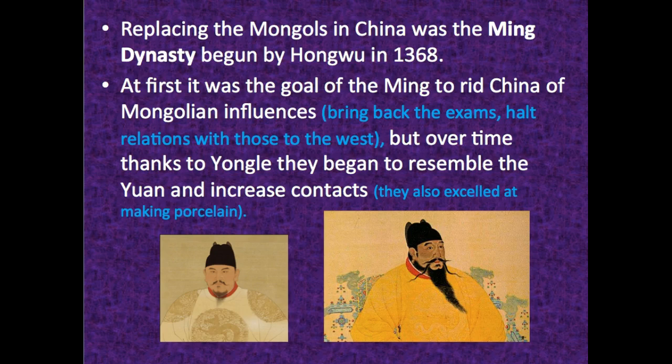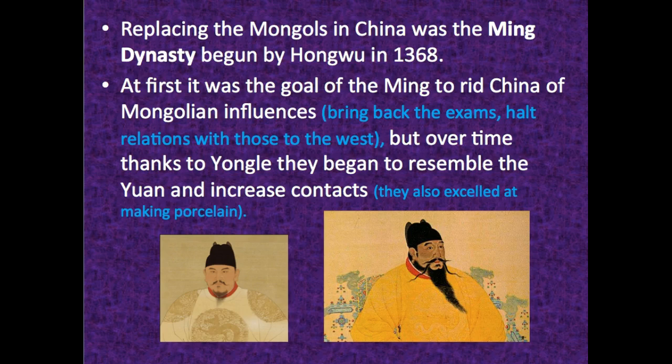You have the replacing of Mongols in China, and this is done by the Ming Dynasty, begun by Hongwu in 1368, and we'll talk more about the Ming Dynasty in the early modern period as well. At first, it was the goal of the Ming to rid China of Mongolian influence completely. They wanted to bring back the civil service exams. They wanted to halt all relations with people in the West and create again that concept of the Middle Kingdom and isolationism. But over time, they begin to resemble the Mongolian Yuan dynasty, and they increase their contacts.